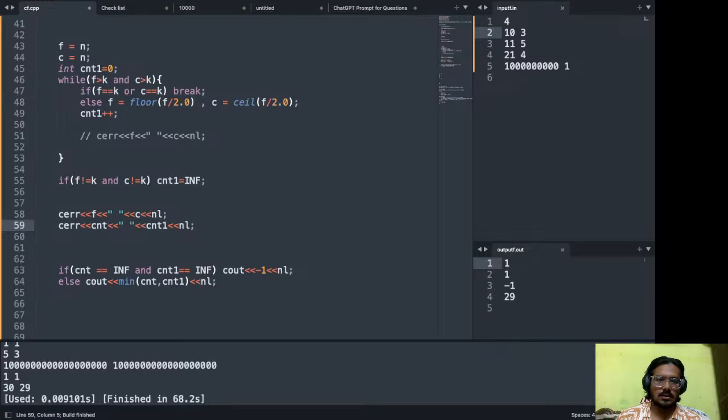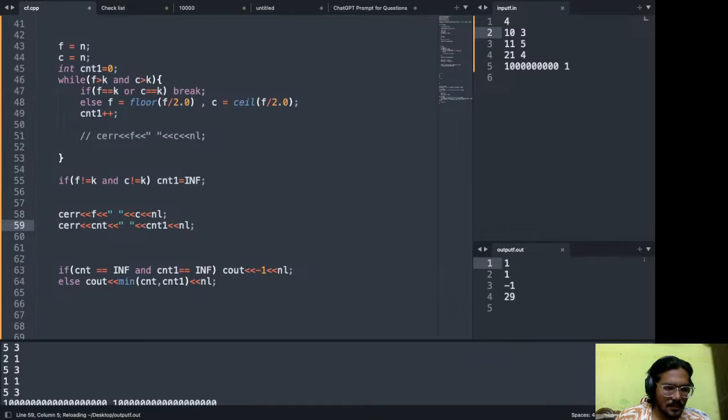Okay. 5, 3, 2, 1. Can we reach in one step? Not possible.